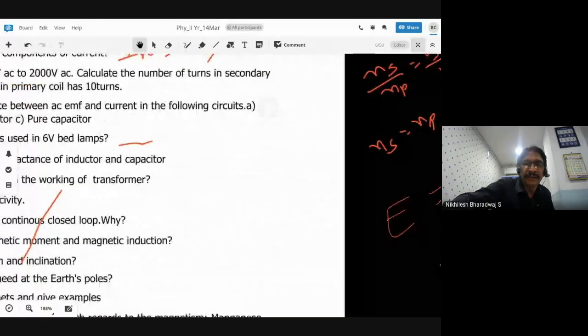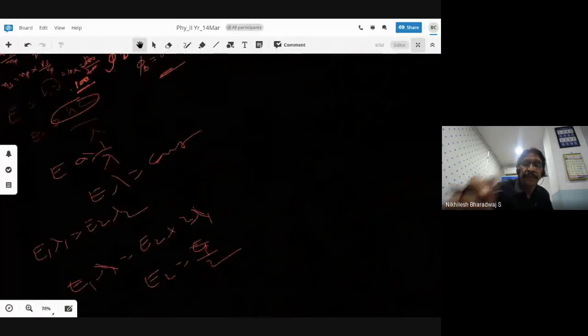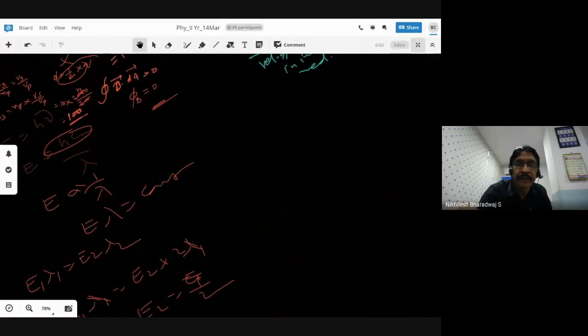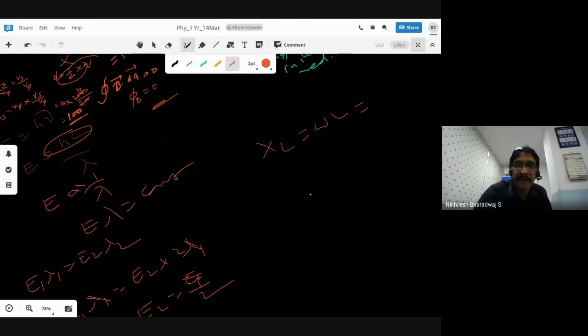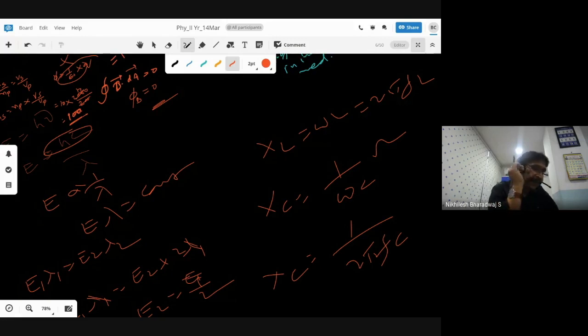Inductive reactance and capacitive reactance formula. XL is equal to omega L, that is nothing but 2 pi FL. XC is equal to 1 by omega C, 1 by 2 pi FC. Units are ohm for XL or XC. Sorry, XC is the capacitive reactance. XL is the inductive reactance. Over. Next.